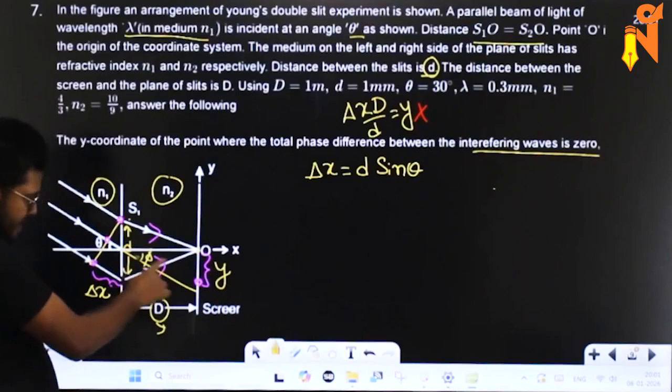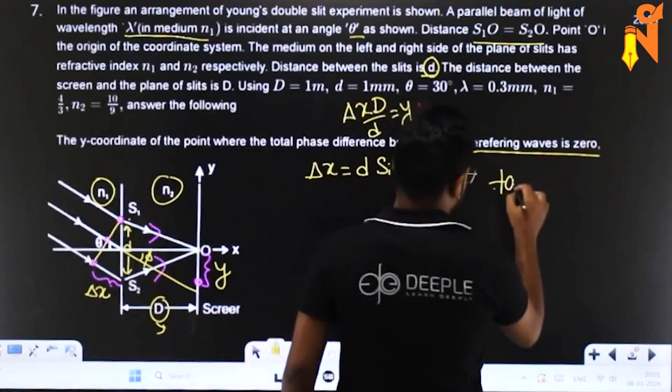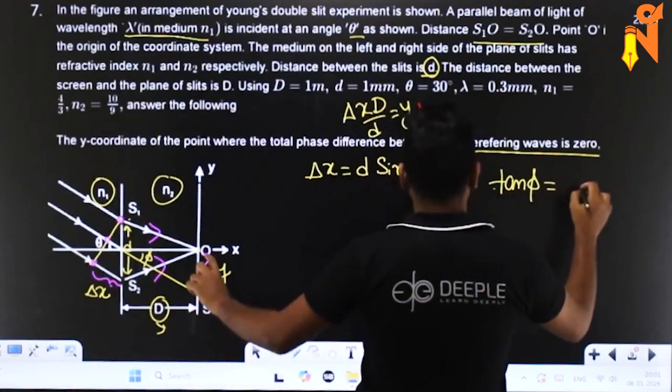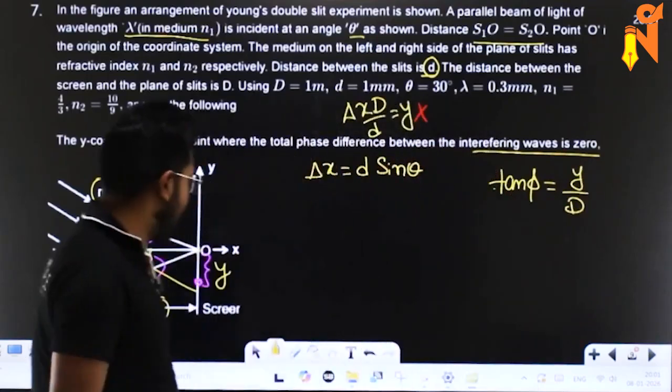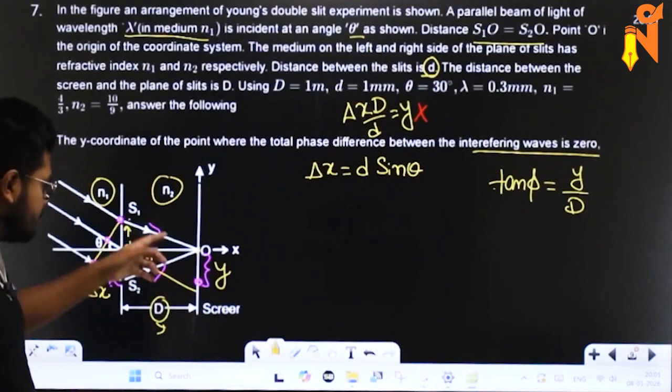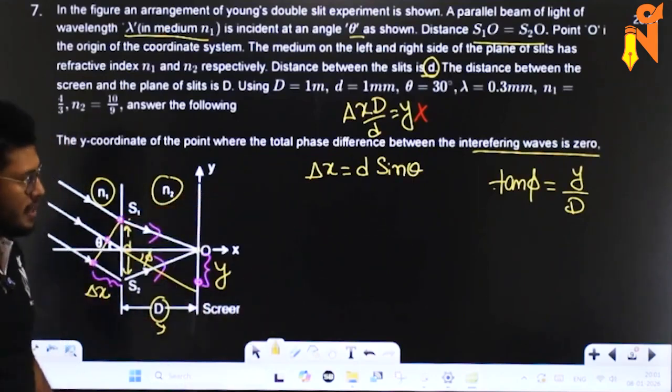So what can I say from here? I can directly say tan phi will be y by capital D, correct? Tan phi is y by capital D. Now, I need to find out that phi somehow. Let's see how to do that.